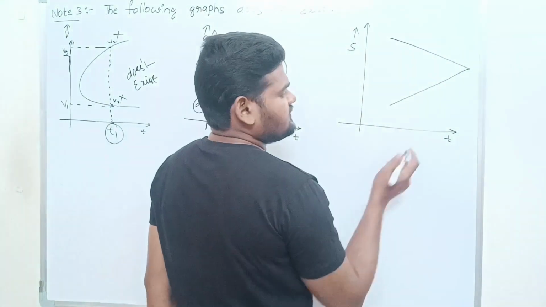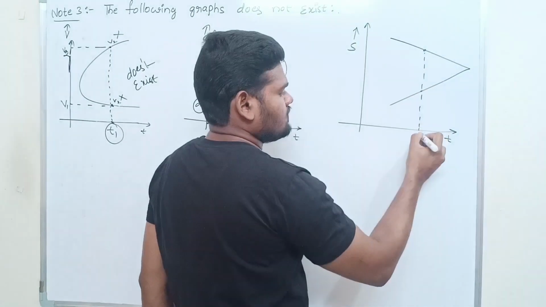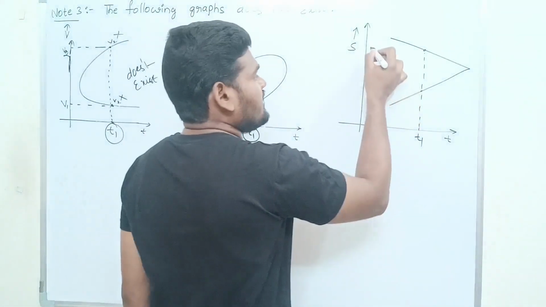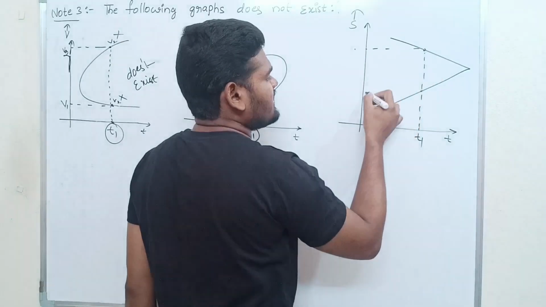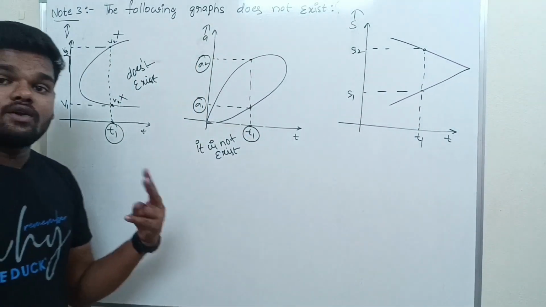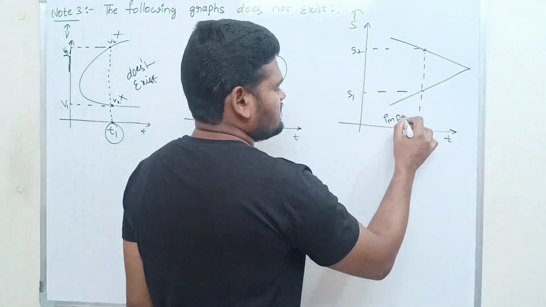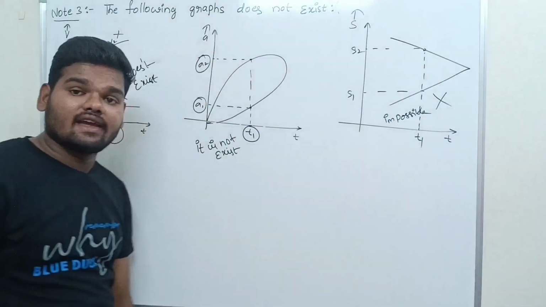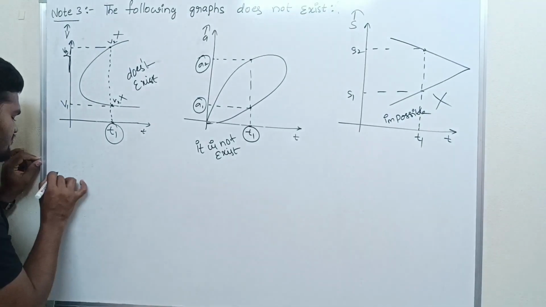If we come to this graph, at a particular instant of time, let us say t1, t2, t3, whatever it is, at a given particular instant of time, this object has two different displacements. It is impossible. That's why this graph does not exist. Are you getting it? Right. So next one, have a look.